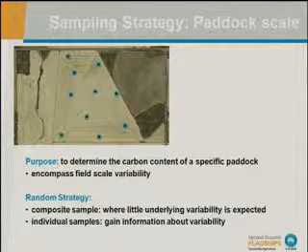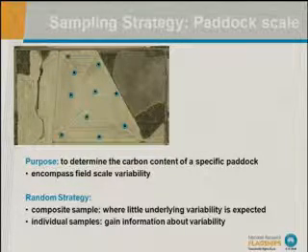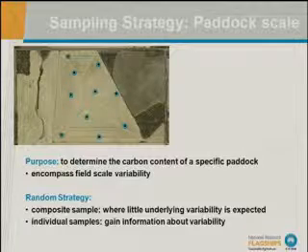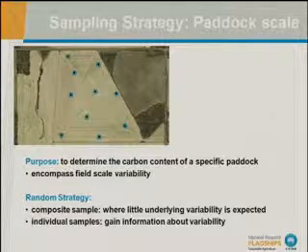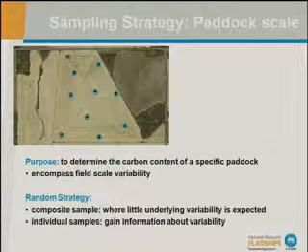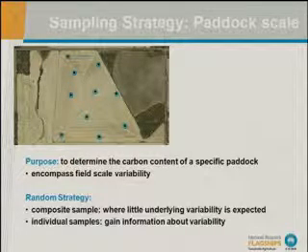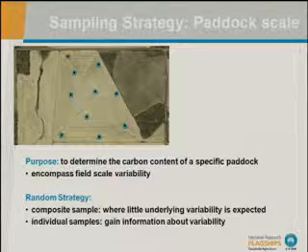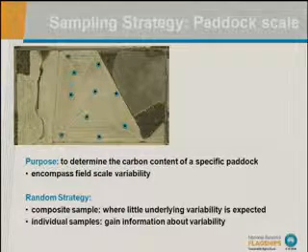So an alternative approach would be to randomly scatter a number of sampling points across the paddock and collect samples from there. If you're looking to gain more information about the variability within that paddock, you might like to keep those samples separate. But if you're looking to form an average carbon content, then you might like to composite the sample across those sampling points.